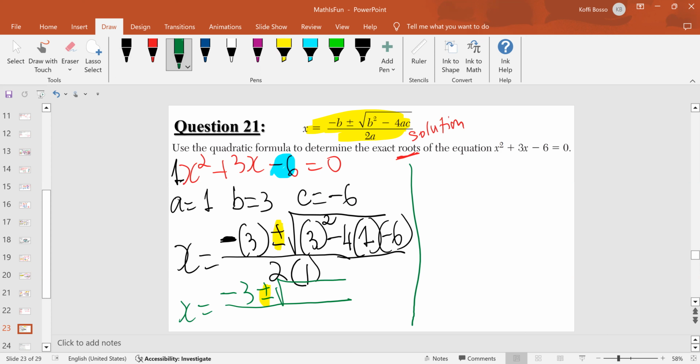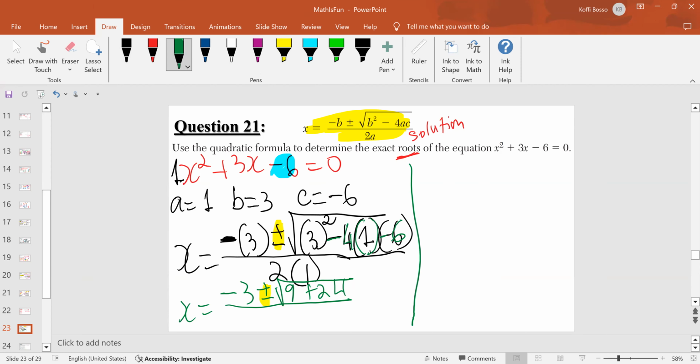Understand that inside the square root, we have a 3 squared, which is 9. I do that first. Now we have negative 4 times 1, which is negative 4. The same negative 4, the result from negative 4 times 1, times negative 6, will return positive 24. Yes, positive 24. So I do the exponent, and now I do the multiplication.